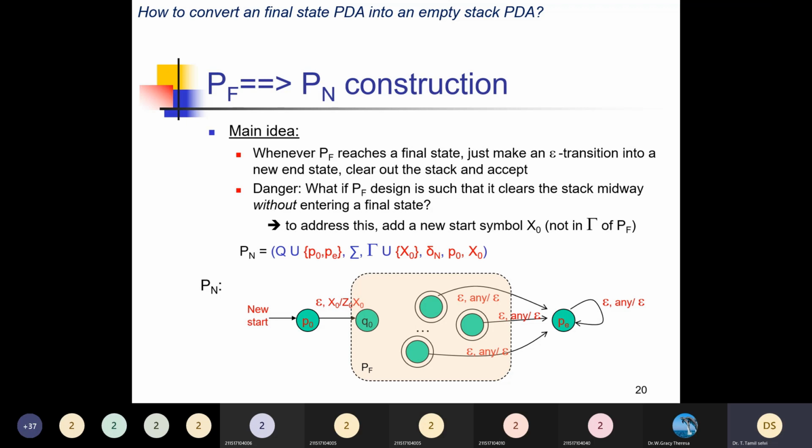So to address this, add a new start symbol X0, not in the stack of PF. That is, we are going to add one new start state here. That is, capital Q union {P0, P}. P0 is nothing but the new initial state, and then P is the new end state. We have to introduce two new states for this condition, and then we perform the same type of operation. So see here, P0 is the new initial state, and then we have to include one new final state PE.